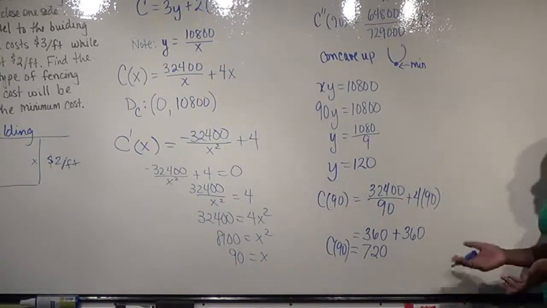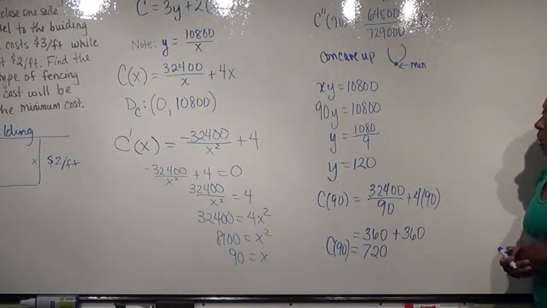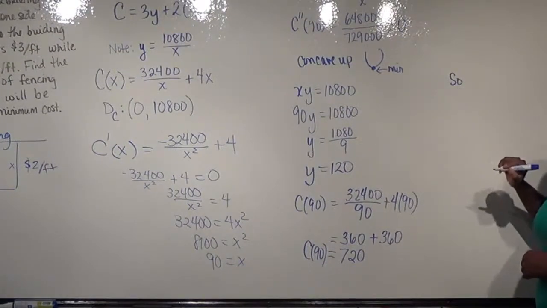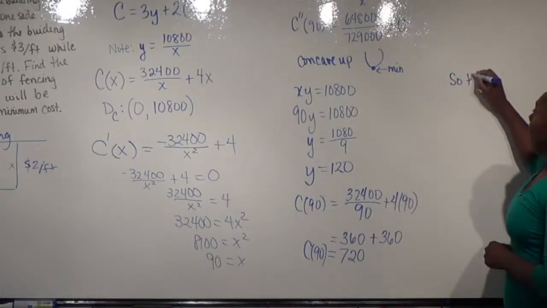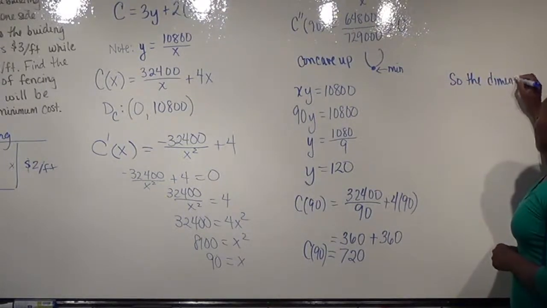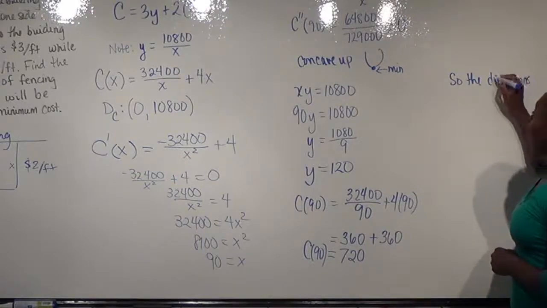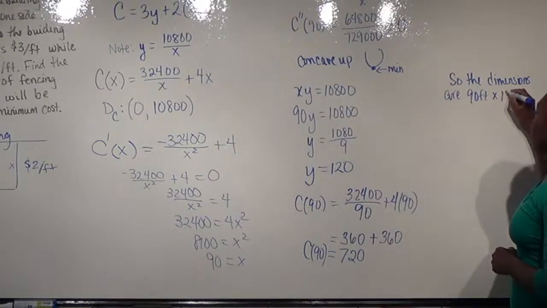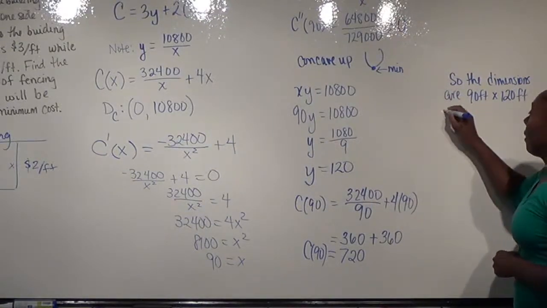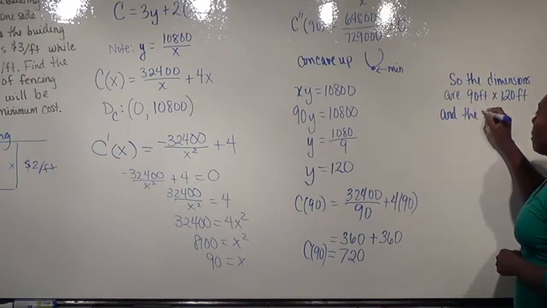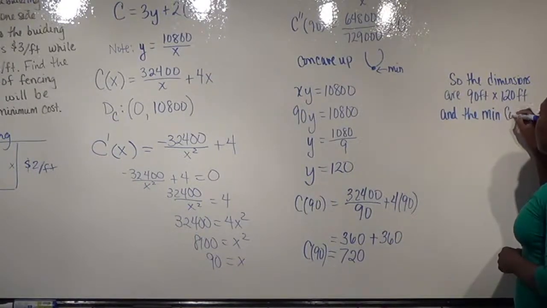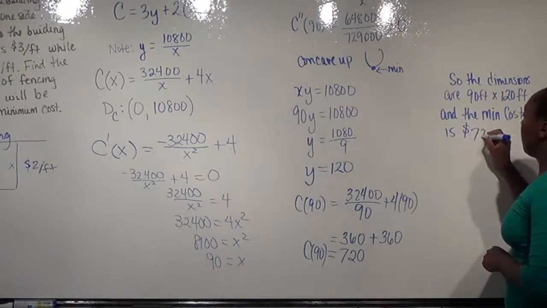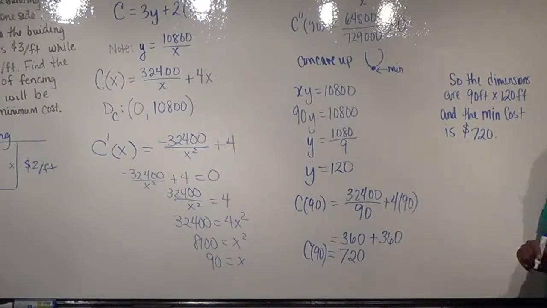Okay. And of course, lastly, once we get this information, we want to state our solution. So, our solution says the dimensions are 90 feet by 120 feet, and the minimum cost is going to be $720.